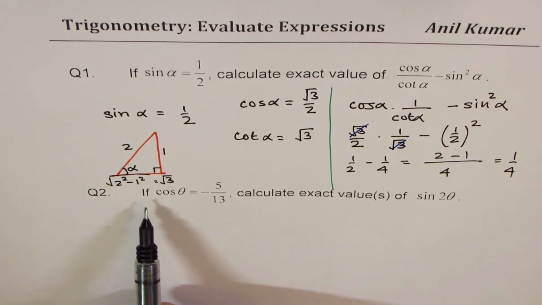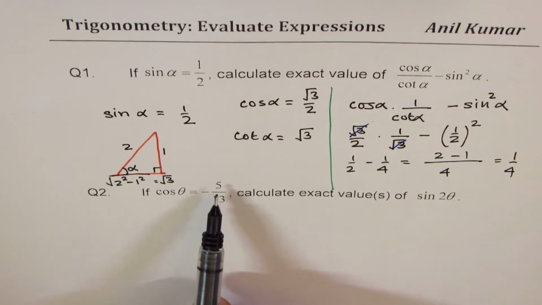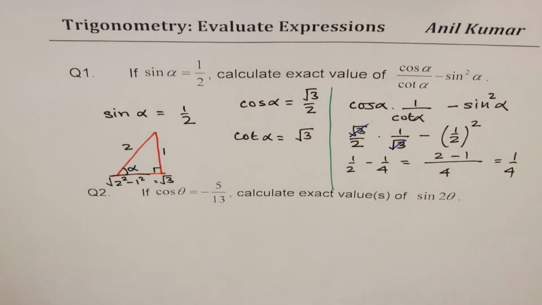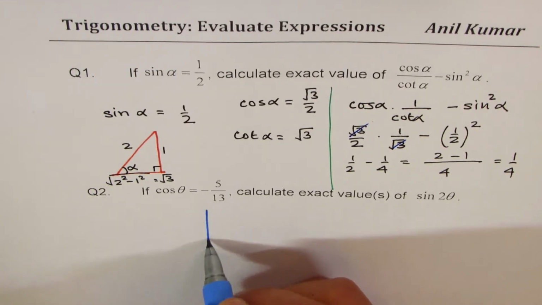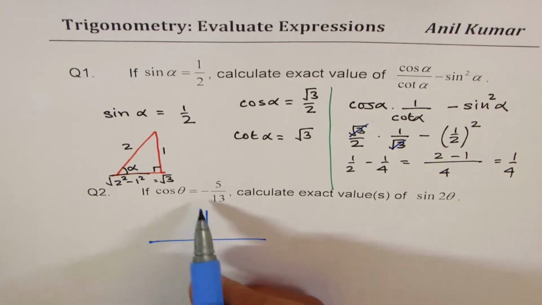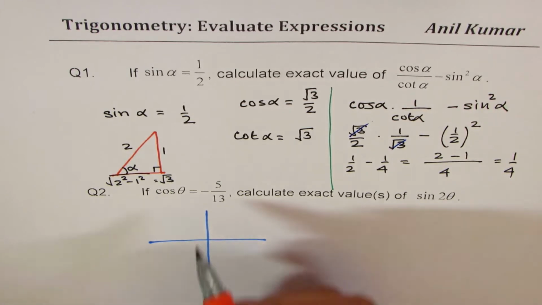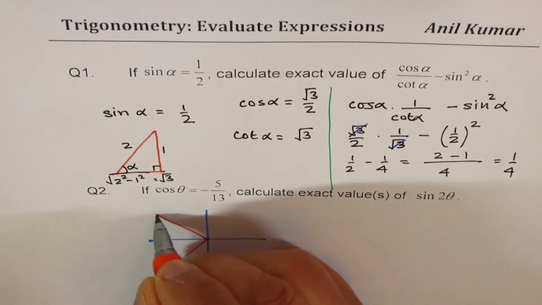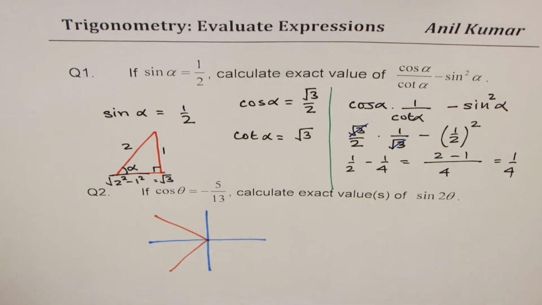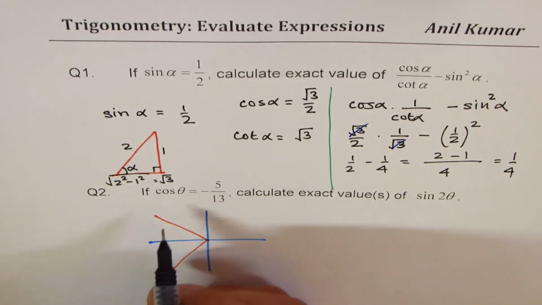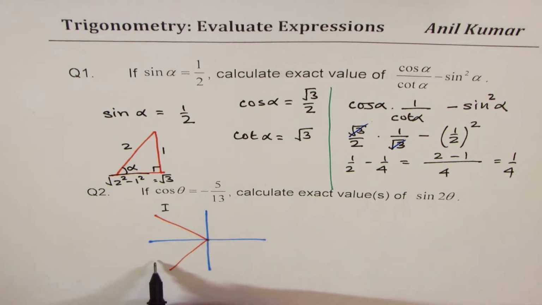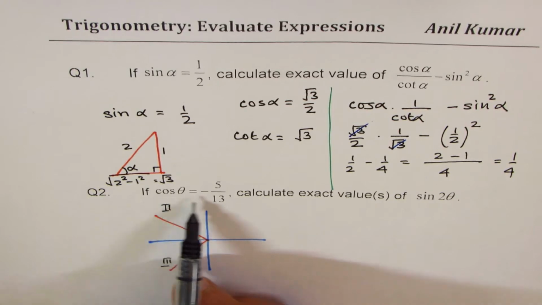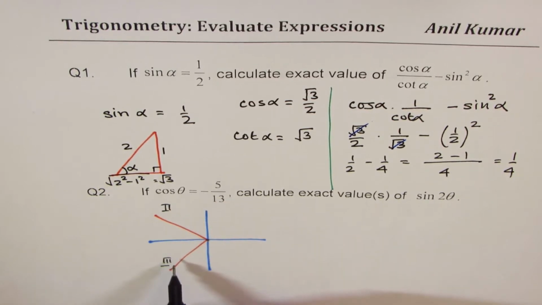Question number 2. We are given cos theta as minus 5 over 13. So I hope you got this one. Here's a trick, kind of a catch. When we are given cosine of an angle which is negative, that means we could be in quadrant 2 or 3. So remember that part. You need to find two solutions, one for quadrant 2 and the other for quadrant 3, since cos theta is negative in both these quadrants.